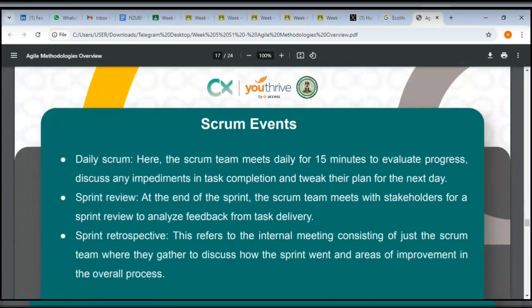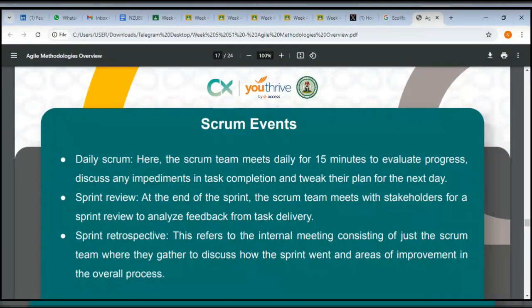Daily Scrum. Here, the Scrum team meets daily for 15 minutes to evaluate progress, the stand up I was talking about. Some people call it daily Scrum, some people call it daily stand up. The point of it is that it's such a short meeting that you don't need to sit down to do it. And yes, when you're working remotely, nobody knows if you're sitting or standing. But it's such a short meeting that if you stand up to do it, it lasts 10 or 15 minutes, and you're done.